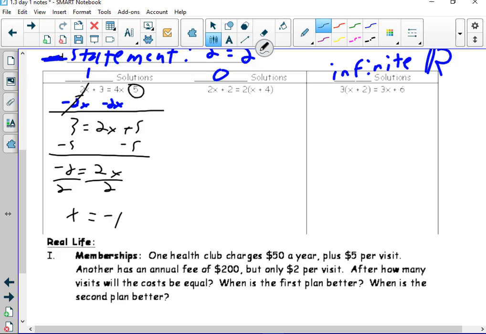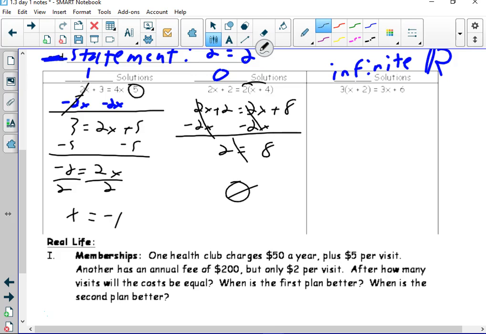Now, on the second one here, I want to distribute the 2 and get 2x plus 2 equals 2x plus 8. I'm going to subtract my 2x. And I get a statement of 2 equals 8. That's a lie. There's no solution. Nothing works. You can also put NS for no solution.